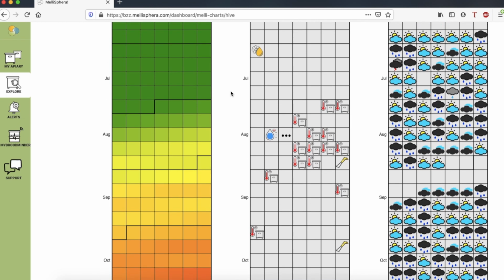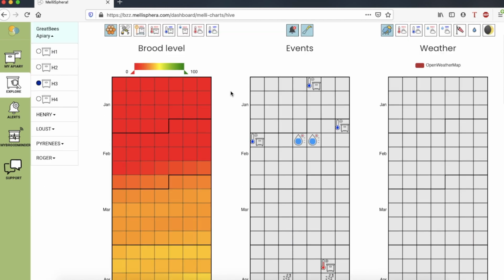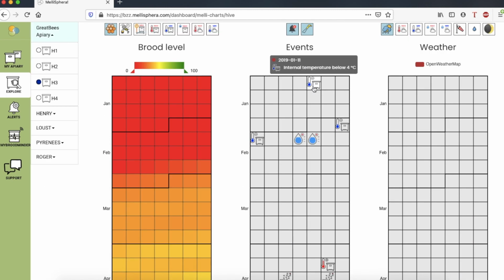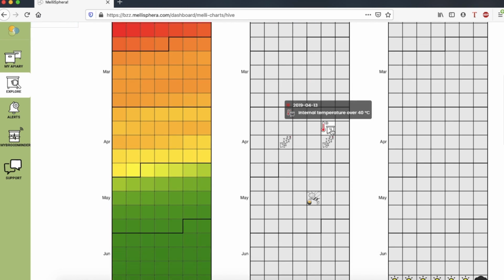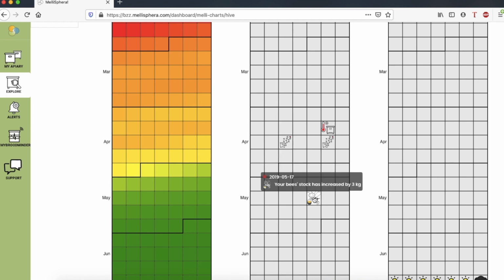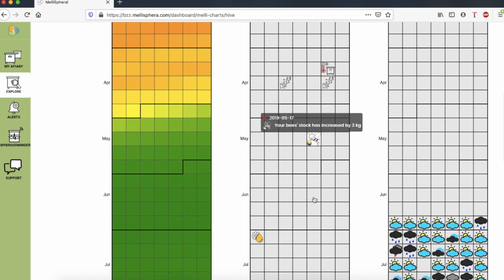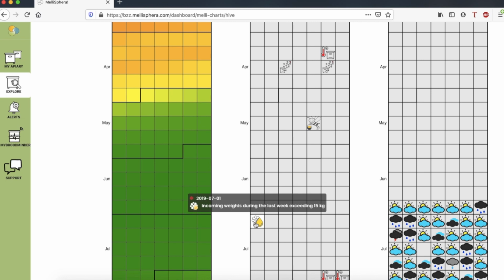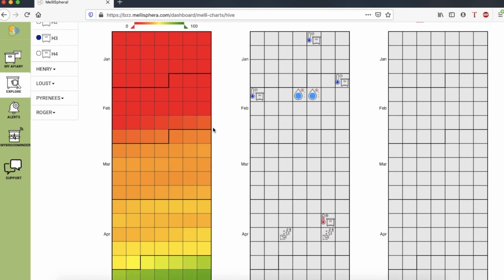Let's see what happened with the events. We had some cold inner temperatures and some high humidities in that period of the year. This one was overheated, and it was followed by 2 swarms in April. Here there's an increase of 3 kilos of stock, which is particular. And here we have a honeydew, more than 15 kilos the last week. Let's look at that.